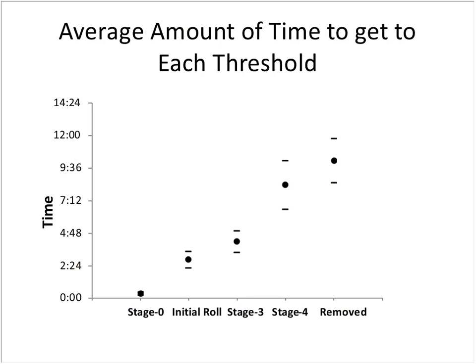So looking at the data, how long on average did it take each fish to get to each threshold? So the stage zero is what we're calling the end of the initial activity, when they stop flopping around. And that took about 19 seconds overall for the fish to reach that stage. And then when do they hit that initial roll stage? It took about 2 minutes and 50 seconds for them to get there. Stage 3, that partial loss of equilibrium, took about 4 minutes and 10 seconds. Stage 4, which is where we want them for surgery, took about 8 minutes and 20 seconds. And finally, they were removed from the tank around 10 minutes and 8 seconds.